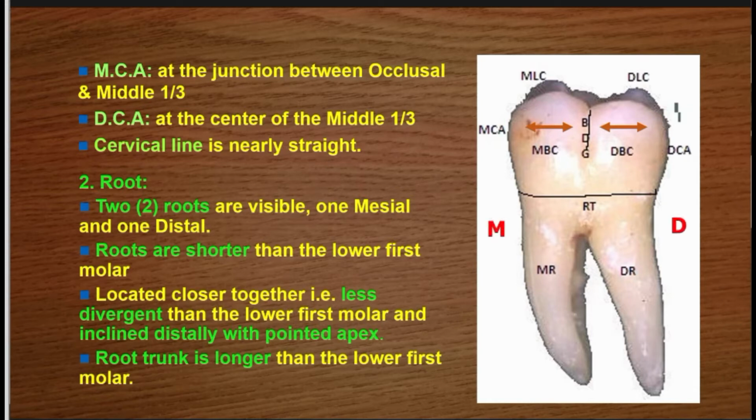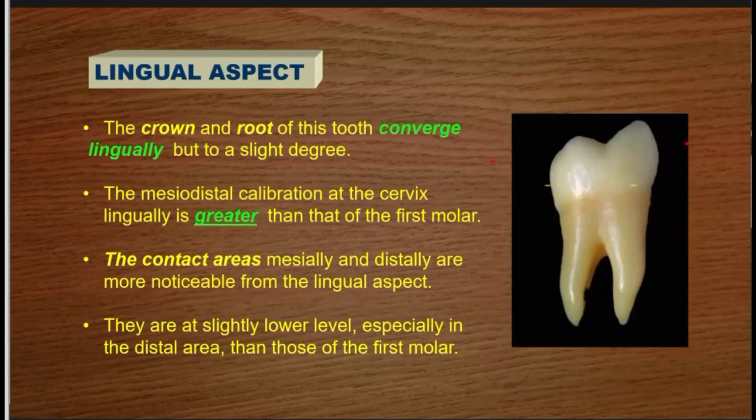Lingual aspect: the crown and root of this tooth converge lingually, but to a slight degree. I told you that every tooth has lingual convergency to some extent, bigger or smaller. Anterior tooth, very weak convergence. Posterior tooth, a little bit smaller in the premolar, and in the molar even smaller. But the exception is only the maxillary first molar. It has lingual divergence. This is the information that you should remember.